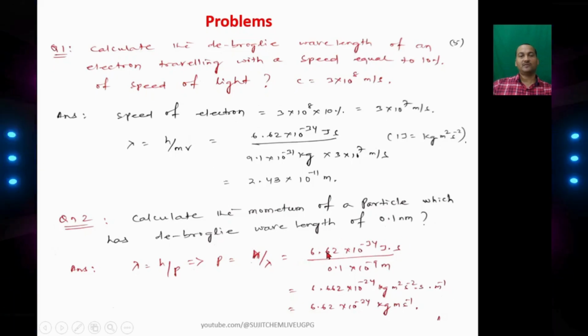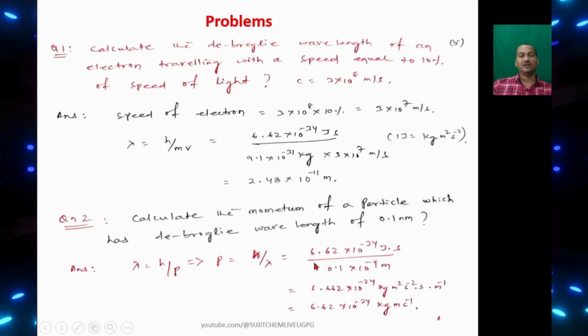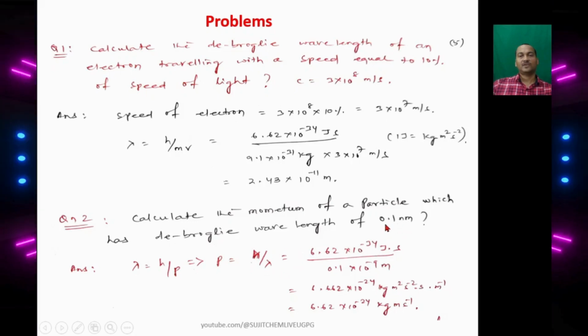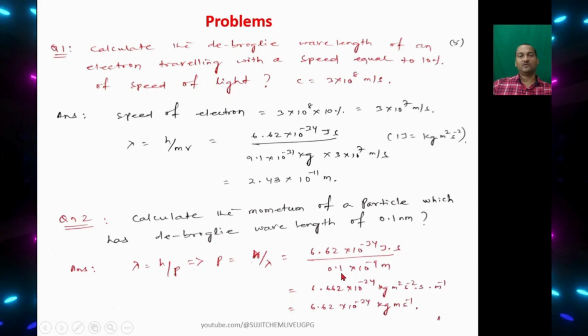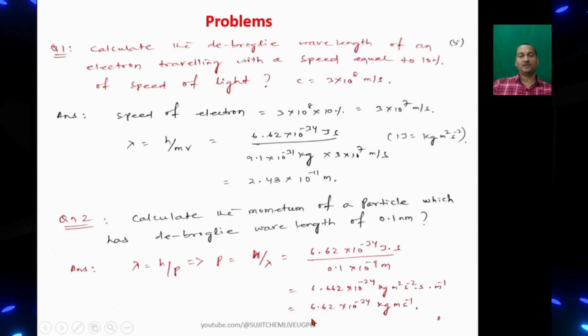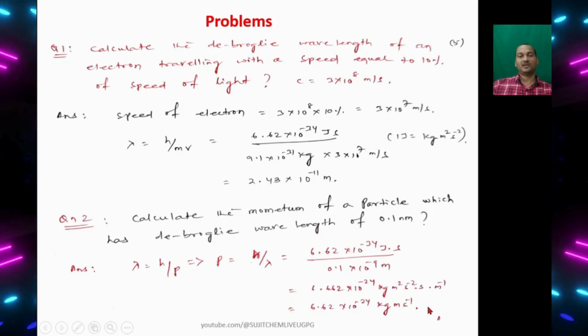So h value we know, the Planck's constant 6.62 into 10 to the minus 34 joule second, and here the wavelength is equal to 0.1 nanometer. So 0.1 into 10 to the minus 9 meter. So it is found to be 6.62 into 10 to the minus 24 kg meter per second.